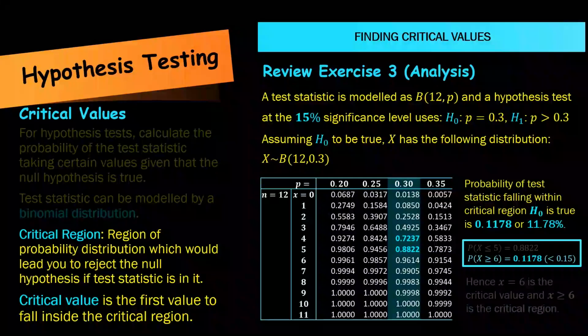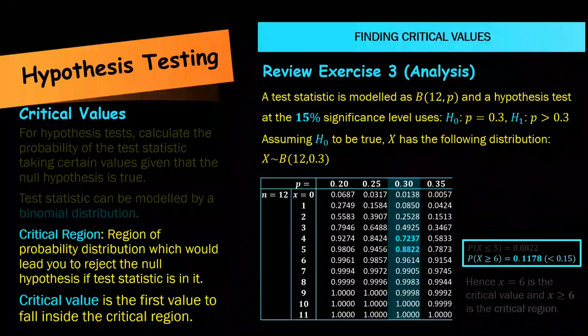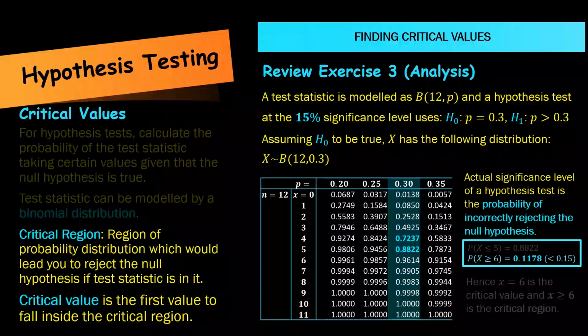So the probability of the test statistic falling within the critical region if H0 is true is 0.1178 or 11.78%. The actual significance level of a hypothesis test is the probability of incorrectly rejecting the null hypothesis. So in other words, we're getting a very extreme result.